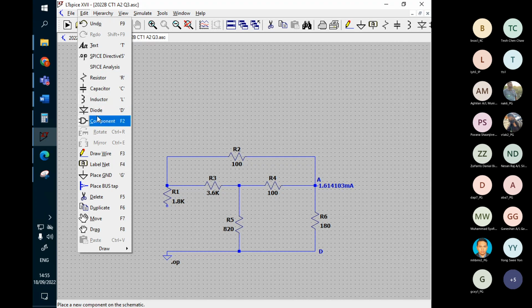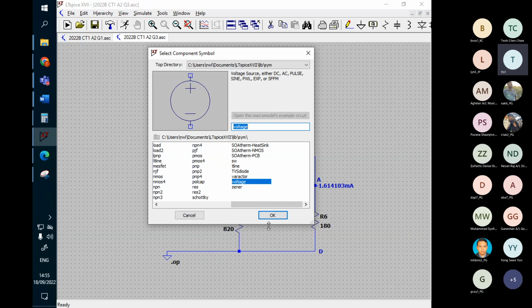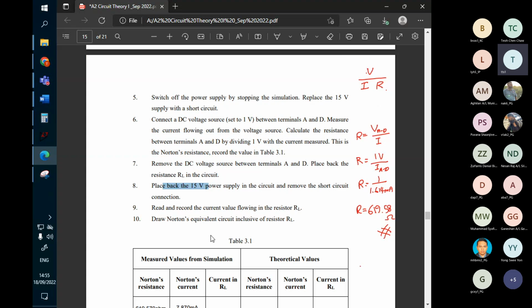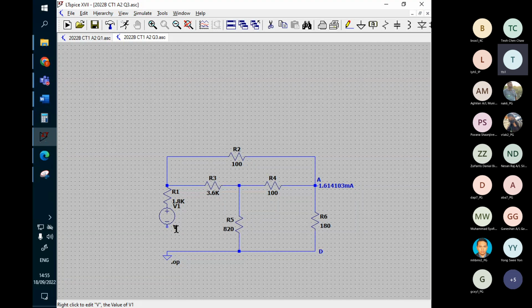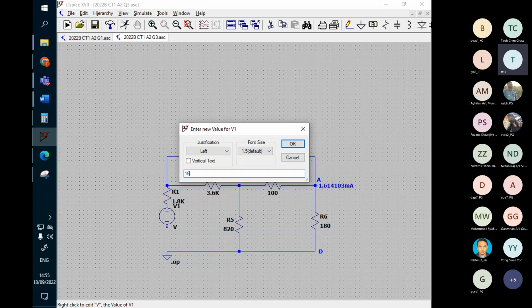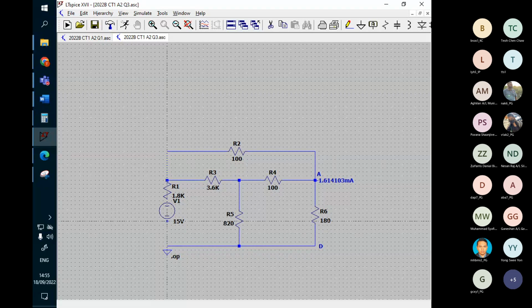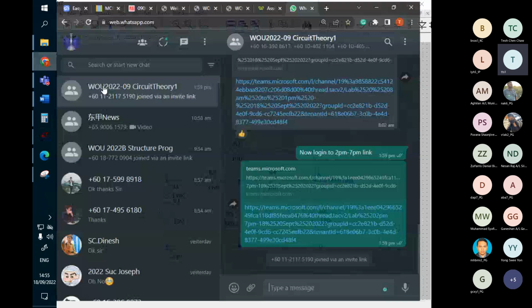Edit component, power supply. Place here. 15 volt. Okay, change to 15 volt. Then join the wire. Okay, that's it. That's what they asked for.